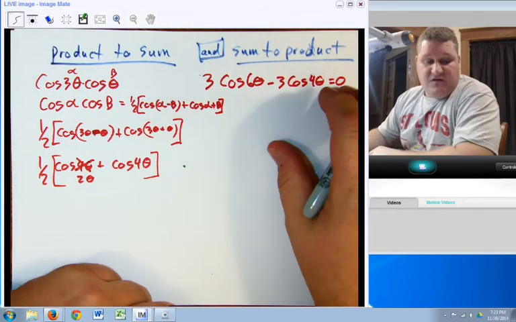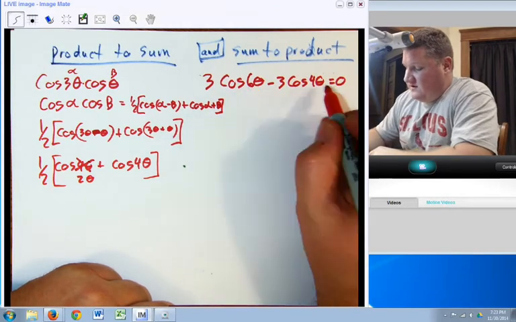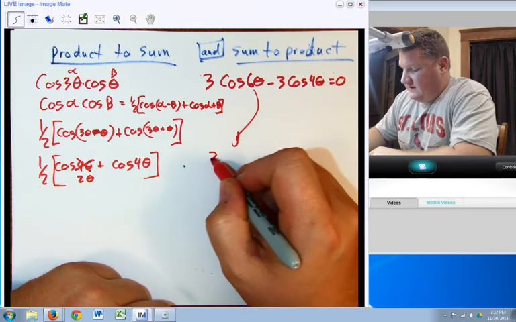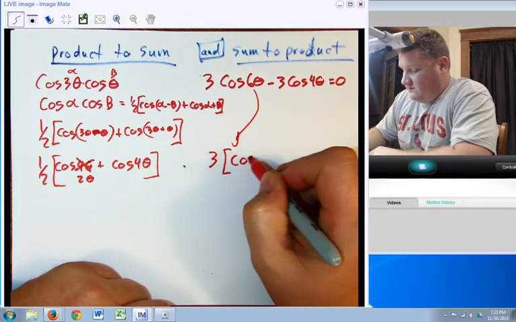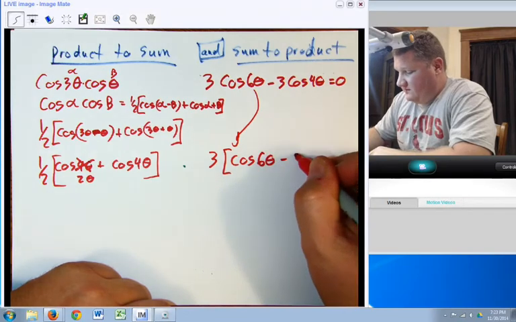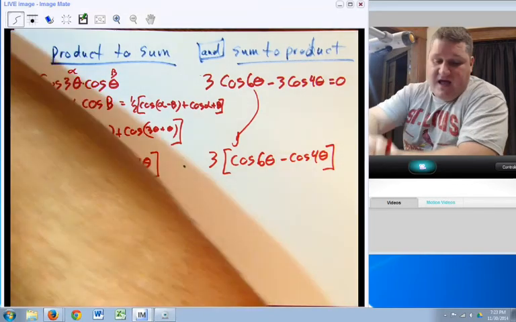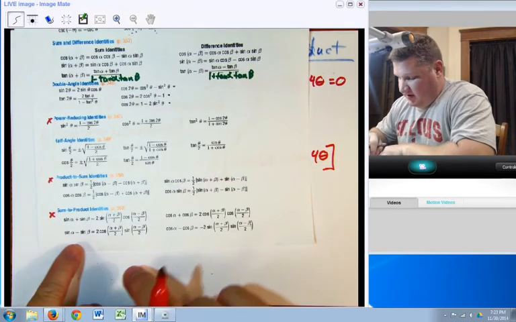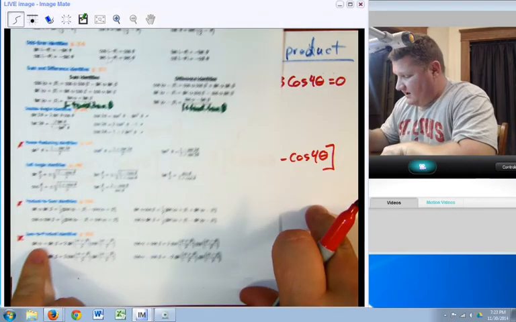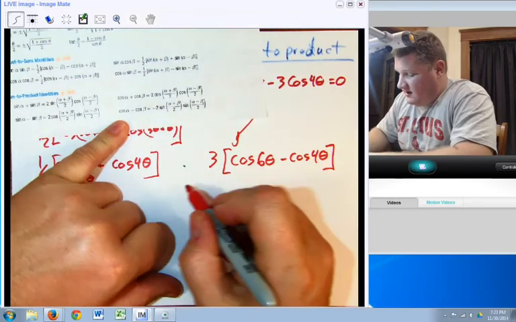Now, let's go to the other side. This is a difference, and it has two different pieces here together. The first thing I'm going to do is take a 3 out so I don't have to mess with it. And I'm going to say cosine of 6 theta minus cosine 4 theta. With that, I'm going to go over here to my properties, and I have an alpha and a beta, and I have cosine, cosine, and minus. So it's going to be this theorem right here.